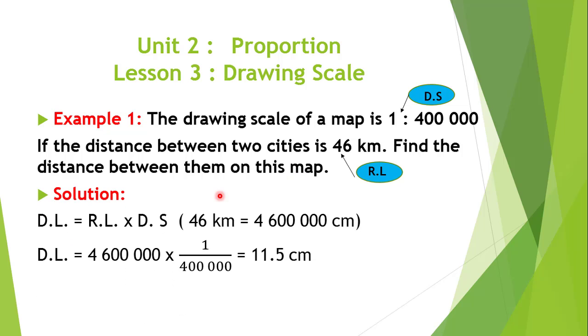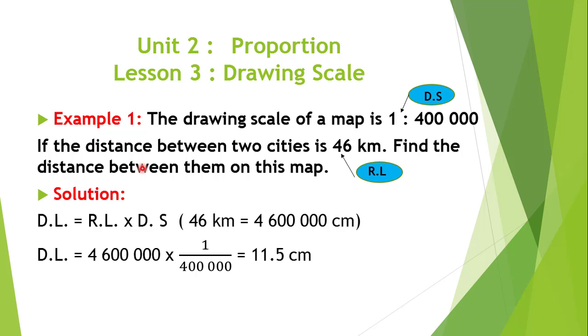So I'll change the drawing length here. I don't know the drawing length, but I know that the drawing length equals real length times drawing scale. We have the drawing scale, we have the real length, but we will not multiply before we change 46 kilometers to centimeters by multiplying by 100,000. So I multiply 46 kilometers by 100,000, which equals 4,600,000 centimeters.